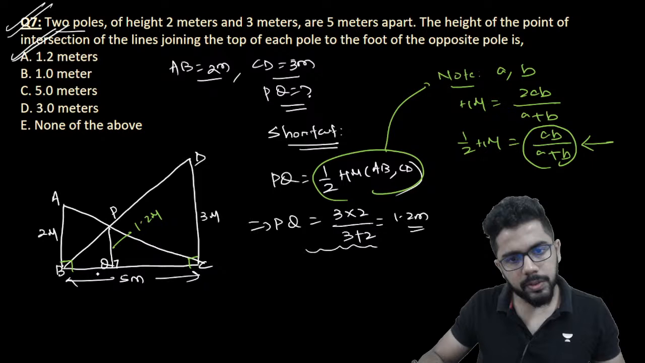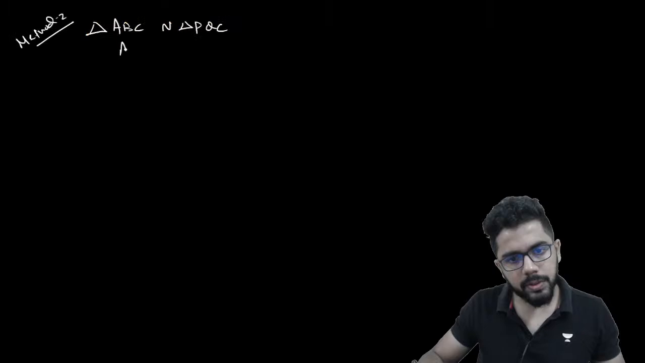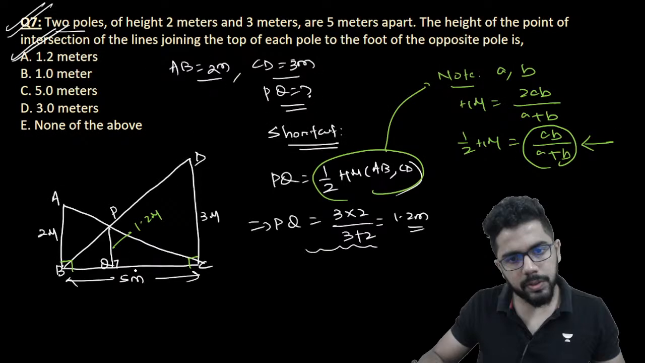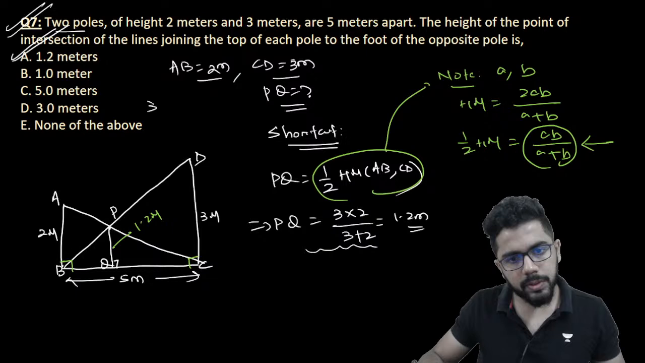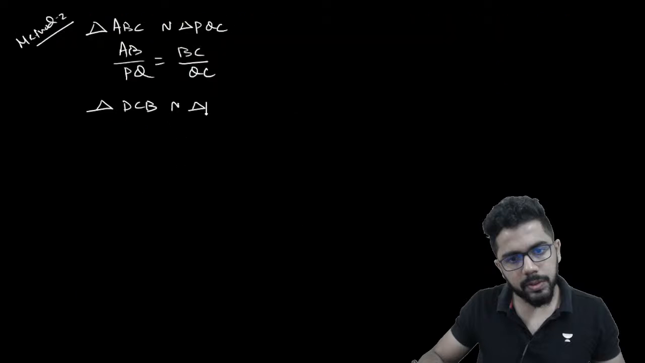Angle similarity. ABC, PQC. So I can write AB by PQ is equal to BC by QC. Similarly, I can write triangle DCB, PQB is similar to triangle PQB. So you can write DC by PQ is equal to CB by QB.